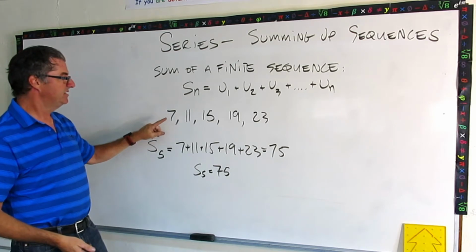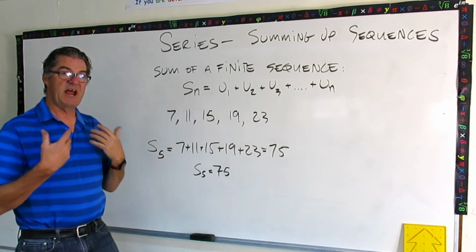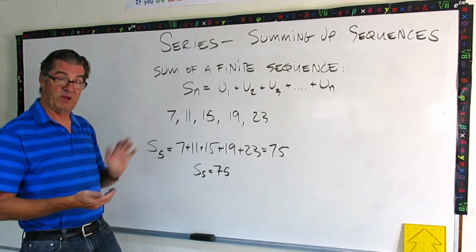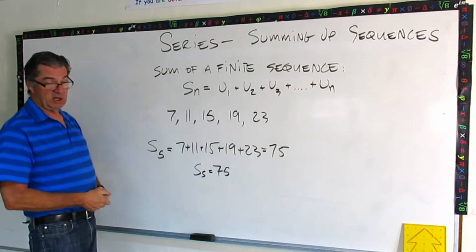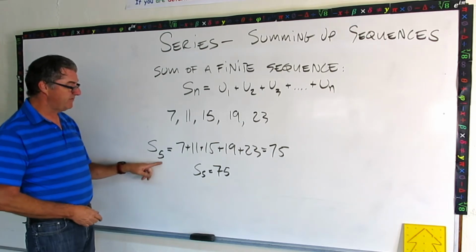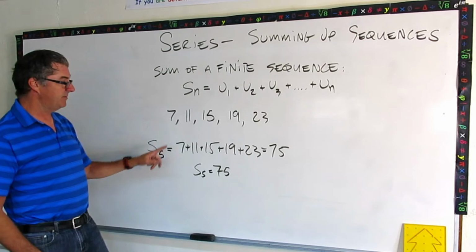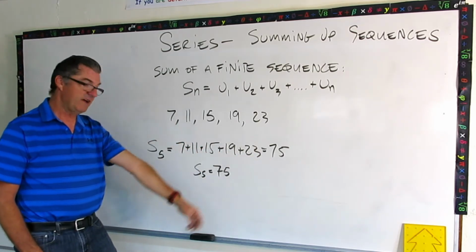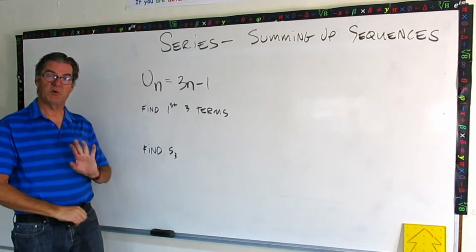Here's my sequence, 7, 11, 15, 19, 23. This is an arithmetic sequence with a common difference of 4 and a starting term of 7. Okay? So the sum of this sequence is just going to be those terms added up. So now I'm writing S5. That means the sum of the first 5 numbers in this sequence. So that's just going to be 7 plus 11 plus 15 plus 19 plus 23, which adds up to 75. So S5 equals 75.